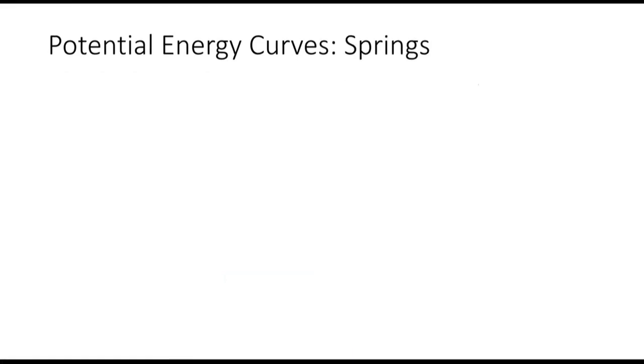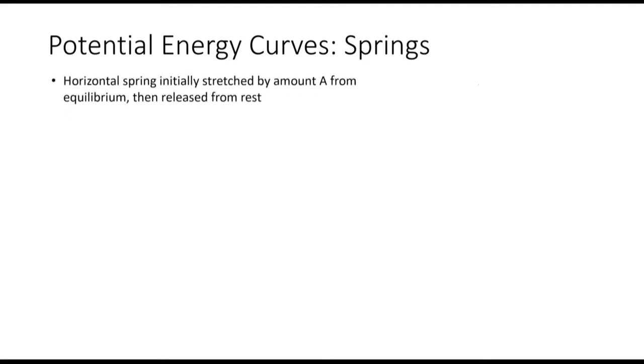Okay, so that's it for the potential energy due to gravity, and now we want to look at the potential energy due to a spring. To do this, let's imagine we have a horizontal spring that's initially stretched by an amount A from equilibrium. In other words, that stretch amount x is going to be equal to A. And then we're going to release the block that's attached to the spring from rest.